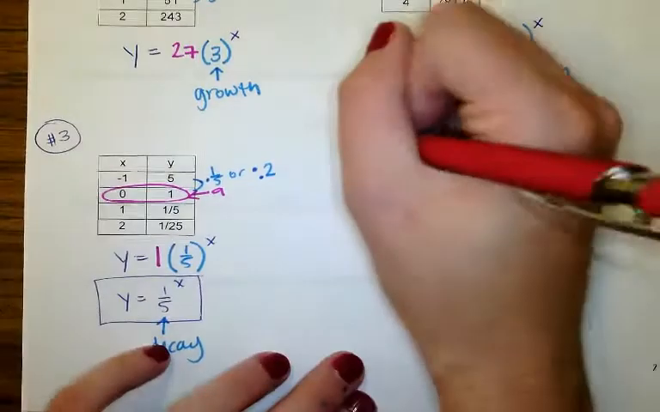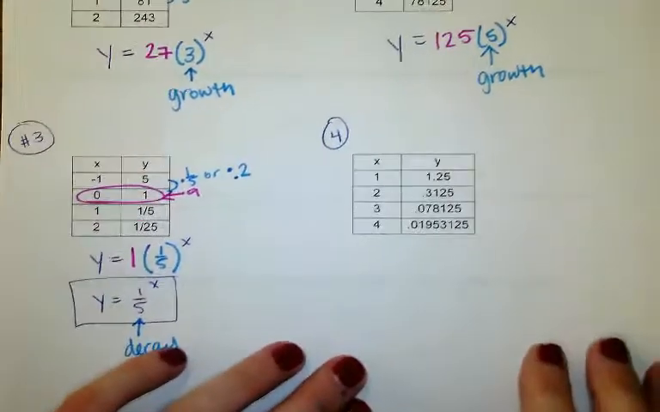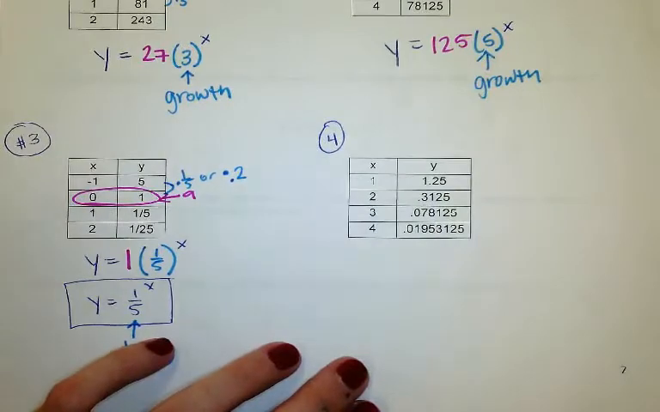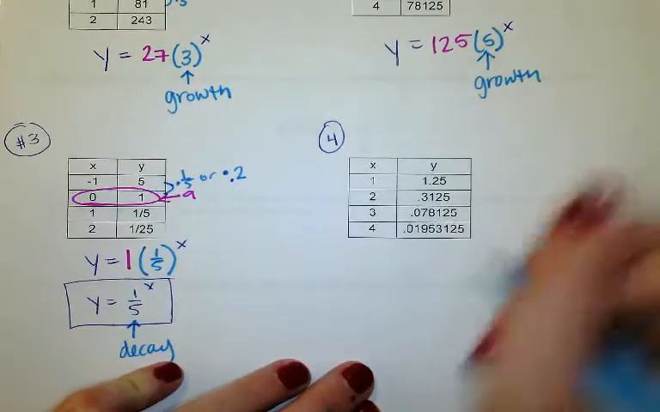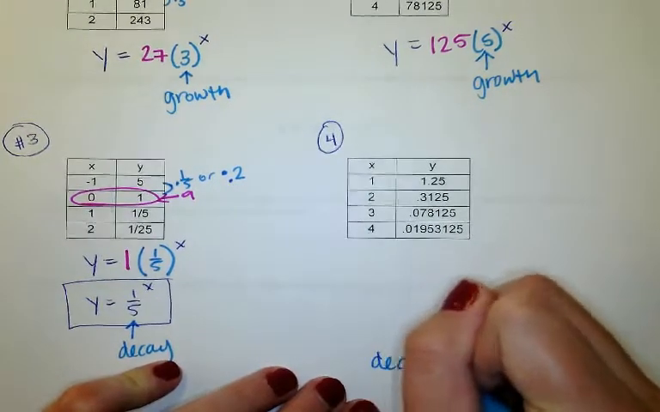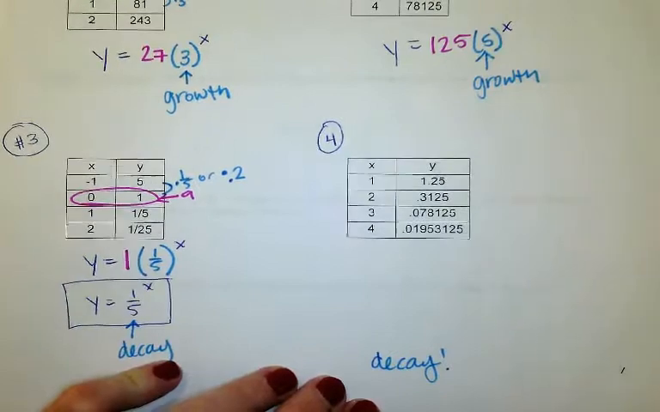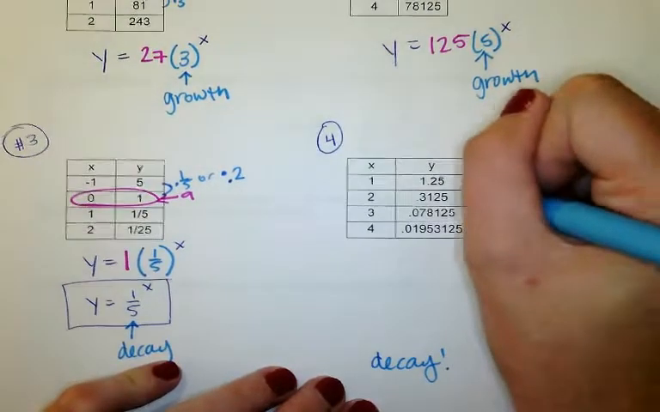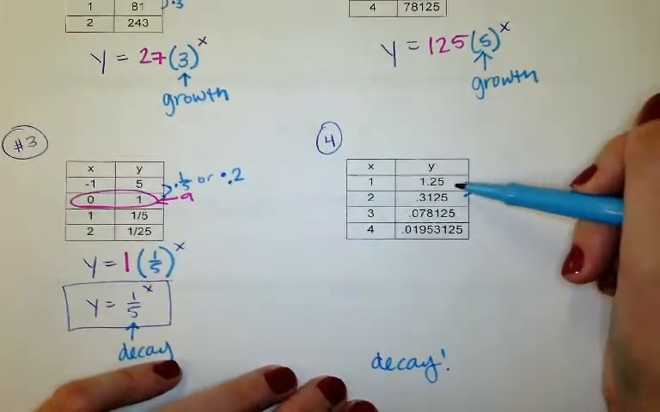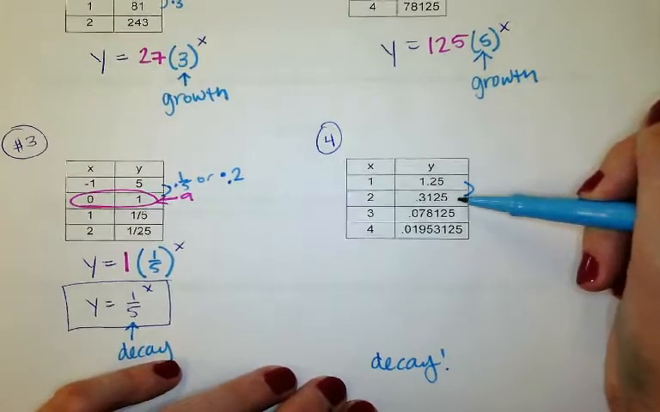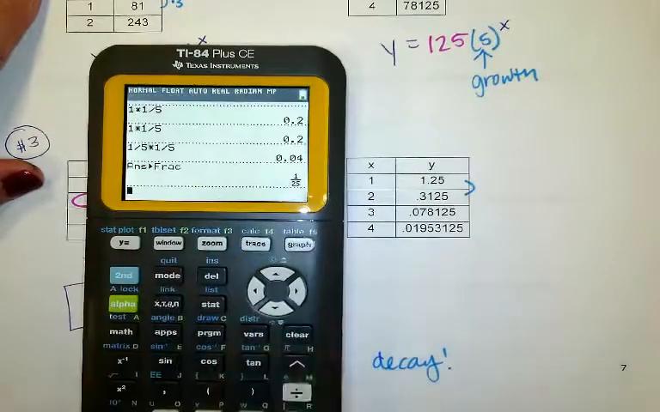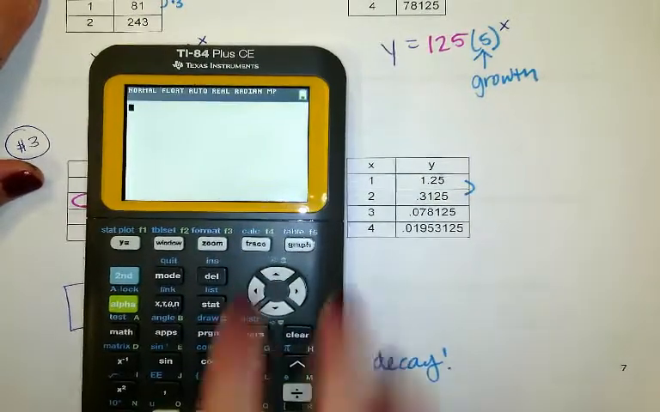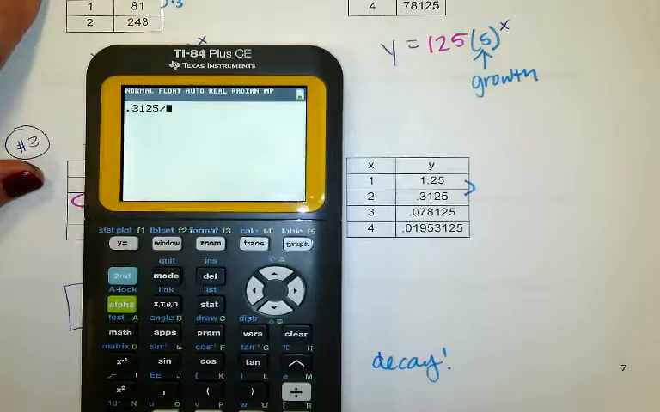All right? Number 4 here. All right, this one's interesting. What am I doing each time here? Are my numbers getting bigger or smaller? Smaller. So this better be decay, right? Because it's getting smaller. So my B is going to be less than 1. So what am I multiplying by to get from 1.25 to 0.3125? So I'm going to go 0.3125 divided by 1.25, and I get 0.25.